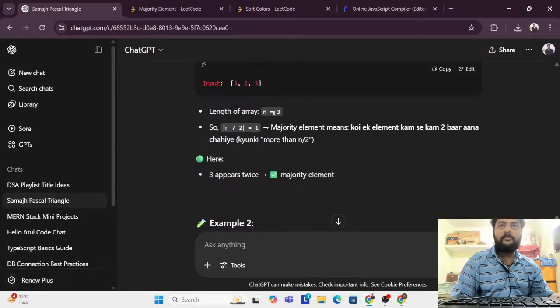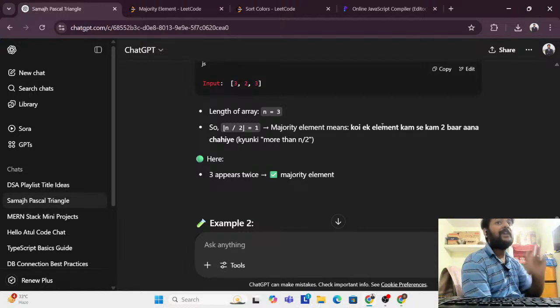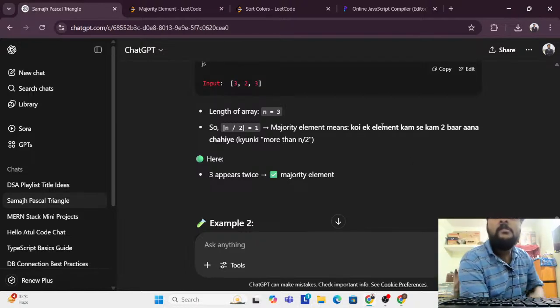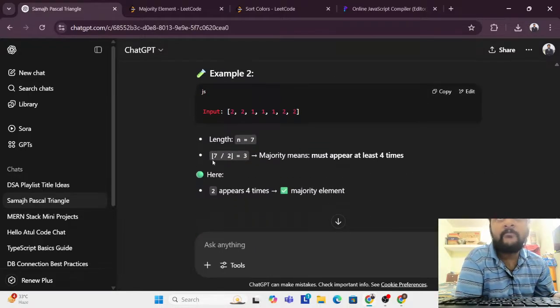Okay, so the length of the array is equal to 2, so n divided by 2 is 1. Okay, so the majority element must appear at least 2 times. And here it says 3 appears 2 times, so the majority element is 3. Okay, no problem.